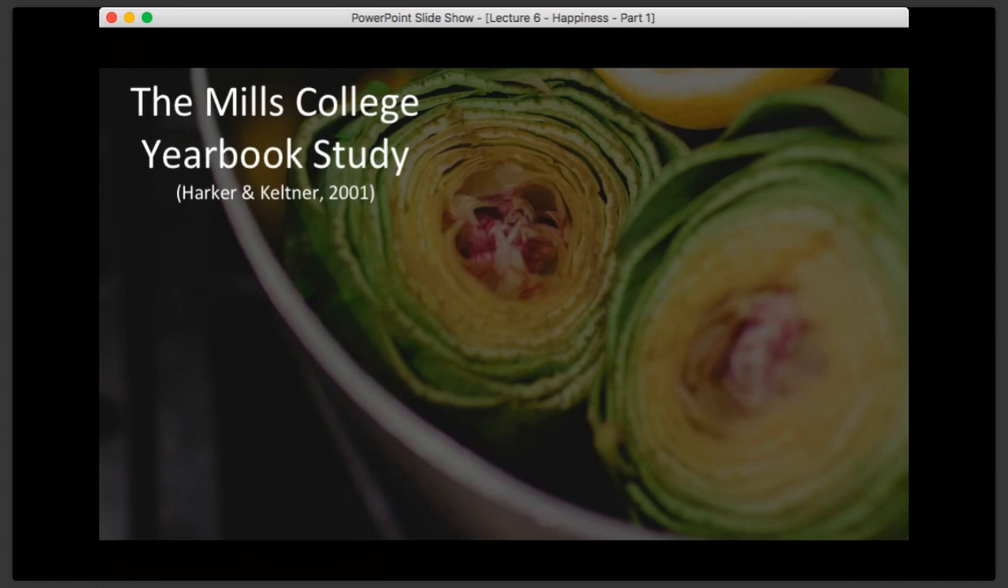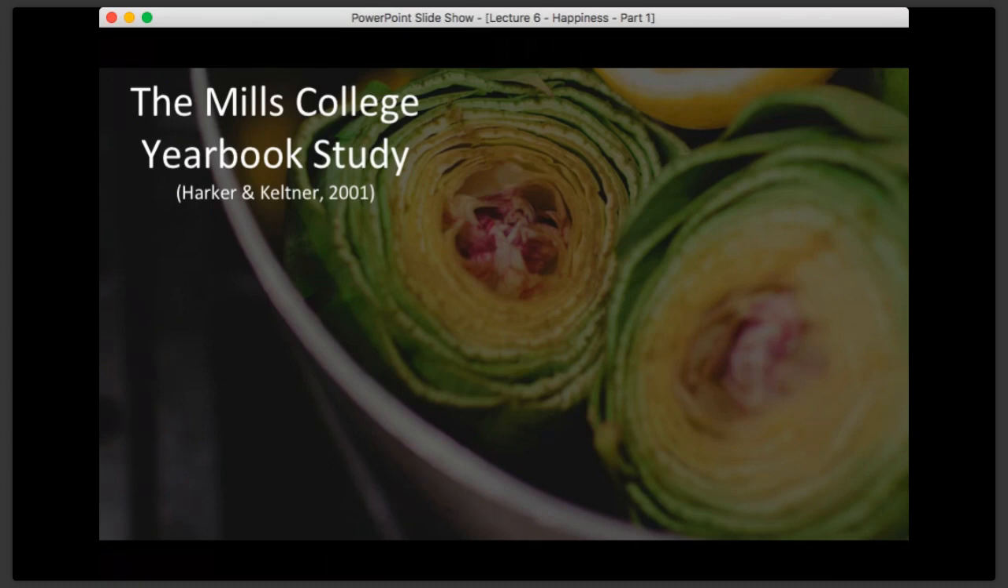Another longitudinal study found different benefits to being constitutionally happy. This study was the Mills College yearbook study. Mills College is a beautiful little women's liberal arts college in the Oakland Hills. So just east of San Francisco, over the Golden Gate Bridge, up into the hills and a little south, you find Mills College. Beautiful, beautiful, beautiful campus. Still women's only to this day, when most such colleges have long since gone co-ed.